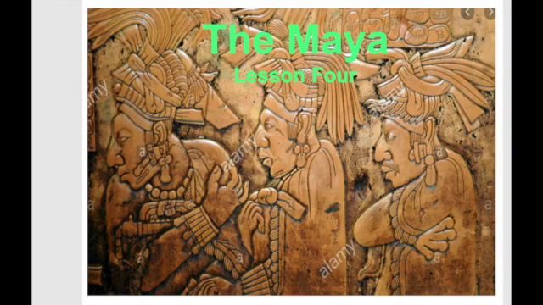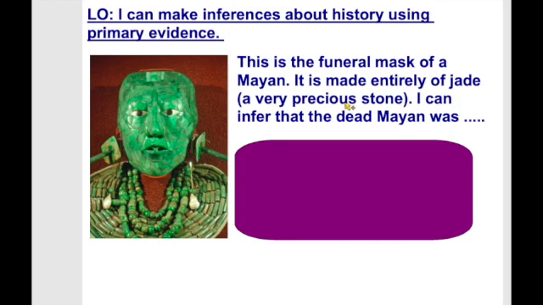And welcome back to lesson 4 of our history topic, the Maya. Let's take a look at today's learning objective, and I will explain what this means. The LO is: I can make inferences about history using primary evidence. So let's break that down.